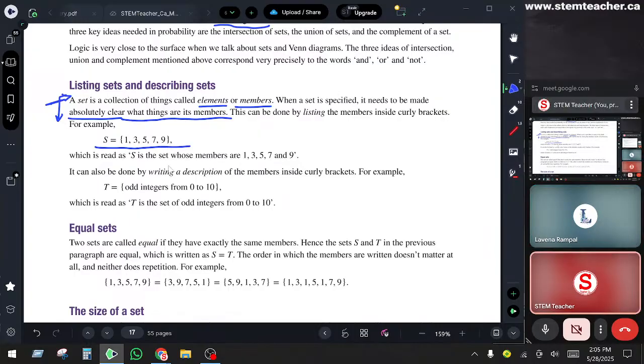A set is a collection of things called elements or members. These are the elements: 1, 3, 5, 7, 9. Or we can say they are the members of the set. And this is the most important: it needs to be made absolutely clear what things are its members.